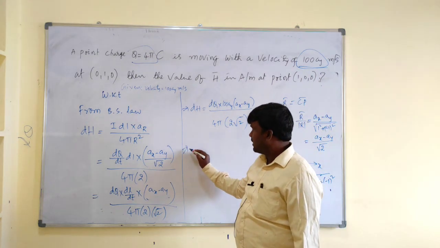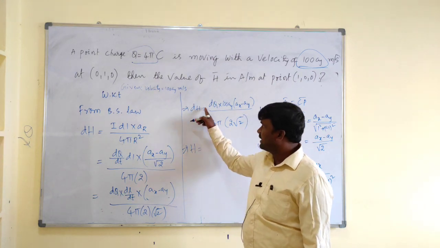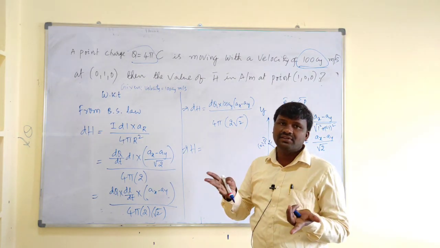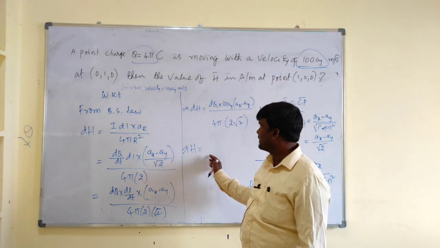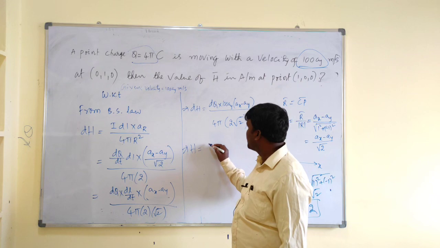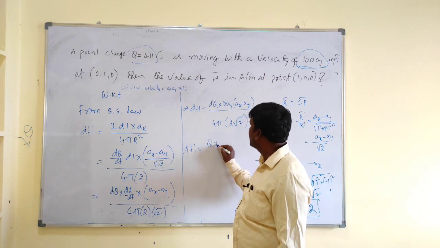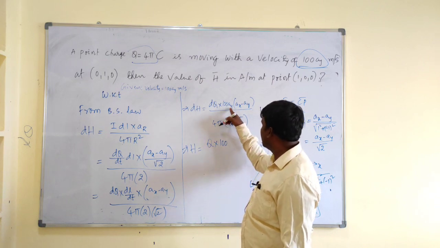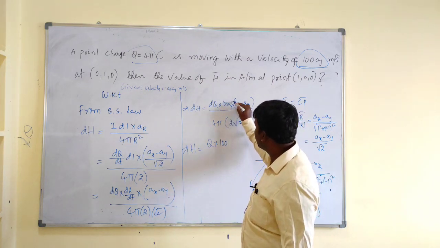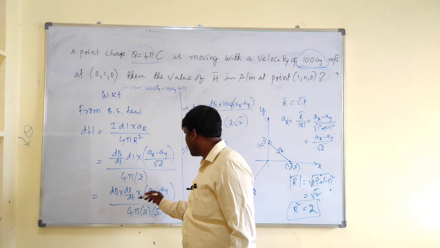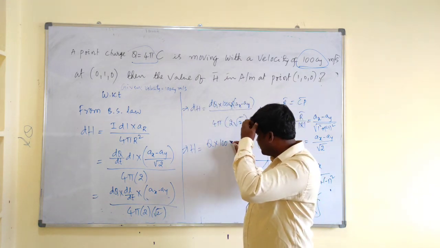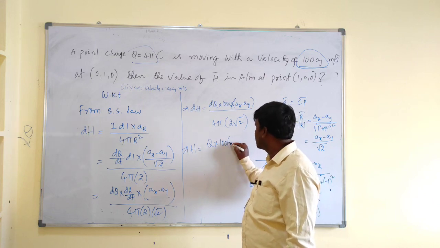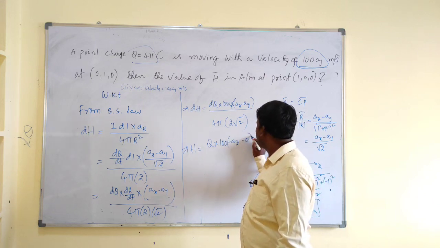Now apply integration on both sides. This is the differential magnetic field intensity due to the differential charge. Here H is equal to Q into 100 a_y cross a_x. Sorry, I forgot to write the cross. a_x cross a_y gives a_z, so a_y cross a_x gives minus a_z.